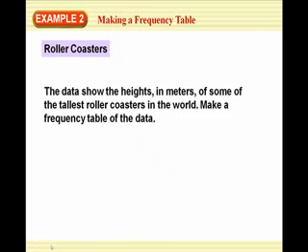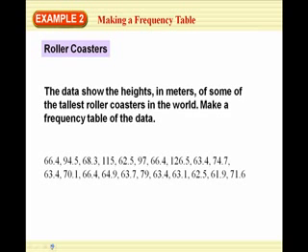Here's the frequency table, so we'll talk a little bit about it. These do take a little bit of time, and these have some really nice examples, so we'll go through it. Roller coasters. The data shows the heights in meters of some of the tallest roller coasters in the world. Make a frequency table of the data. So you're going to notice there's a lot of numbers right here, 66.4, 94.5, 68.3, and so on, all the way. Those are all numbers. They have commas in between them. It's a little tough to read, but you can see that.